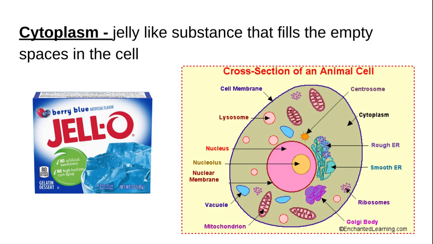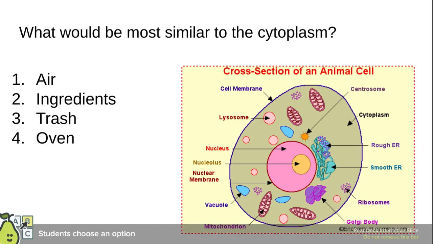All right. Cytoplasm. So inside of the cell, we have this water-like, jelly-like stuff that kind of holds all the organelles in place. This is called cytoplasm. It's mostly water, and it fills all the empty spaces. If we think about making cookies in a kitchen, the cytoplasm fills the empty spaces. What would be most like the cytoplasm here? If you said air, yeah, the air fills up all the spaces in the kitchen. Absolutely.